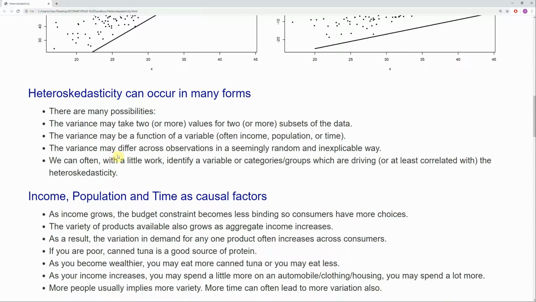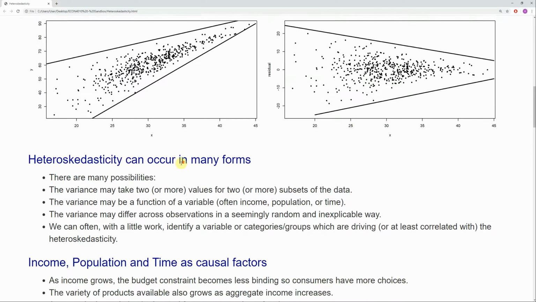Sometimes it could be a function of a variable, where the error is inherently related to one of the variables that you're using, or a function of one of those variables.